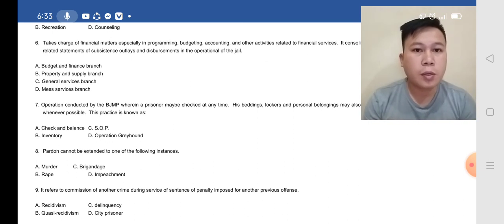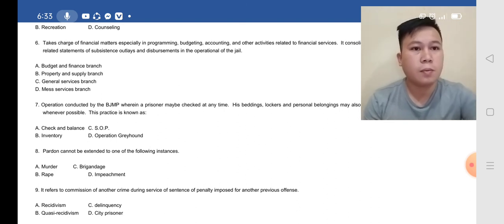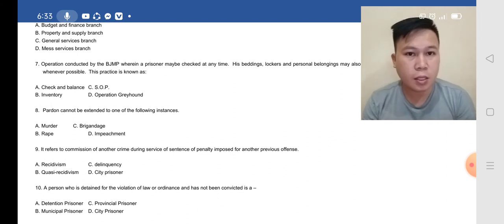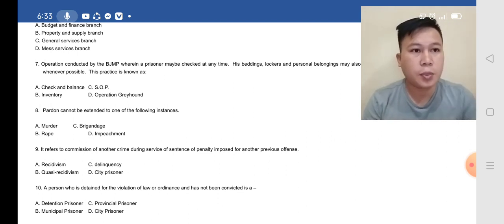Number 8, pardon cannot be extended to one of the following instances. Letter A, murder, rape, brigandage, impeachment. Number 9, it refers to commission of another crime during service of sentence or penalty imposed for another previous offense. Letter A, recidivism, quasi-recidivism, delinquency, or city prisoner.